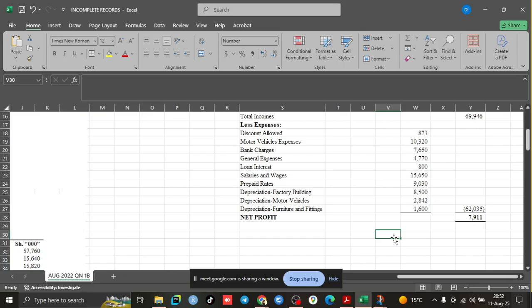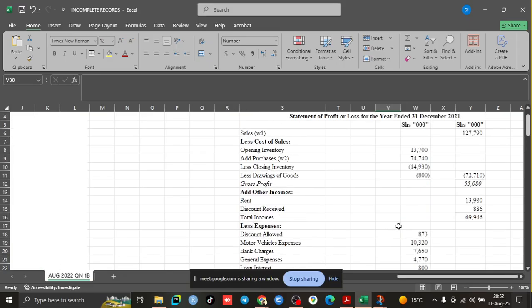So here what we have is, there's something sija include. Let me see what I haven't included. So sales.